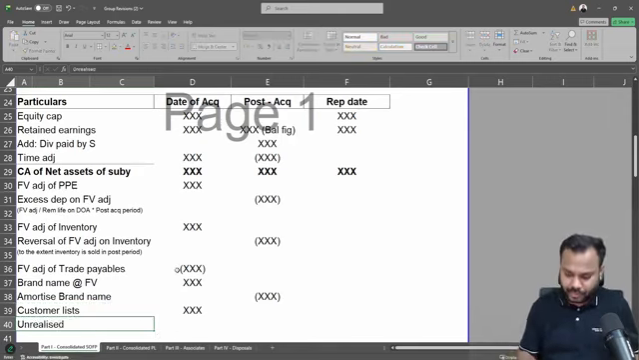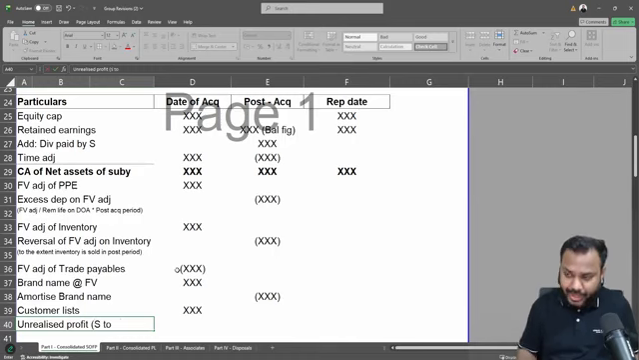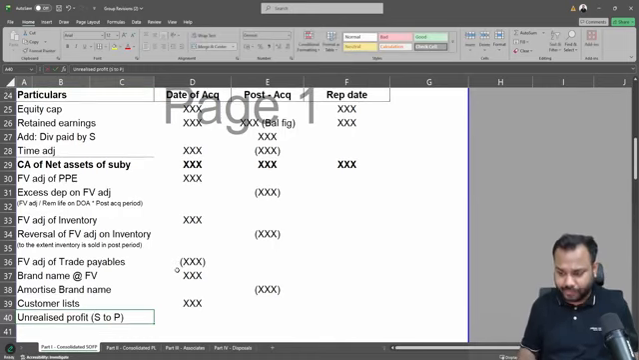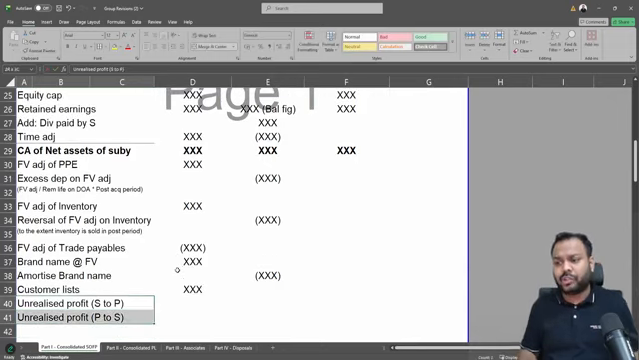Unrealized profit. Now, unrealized profit is of two types. One is from subsidiary to parent, and another is parent to subsidiary. Now comes the question, will we adjust both here? The answer is no. Understand, please.